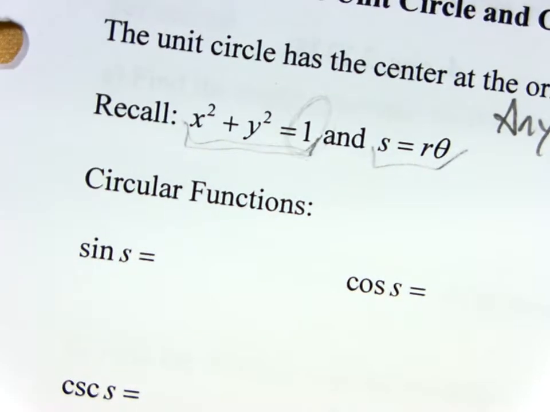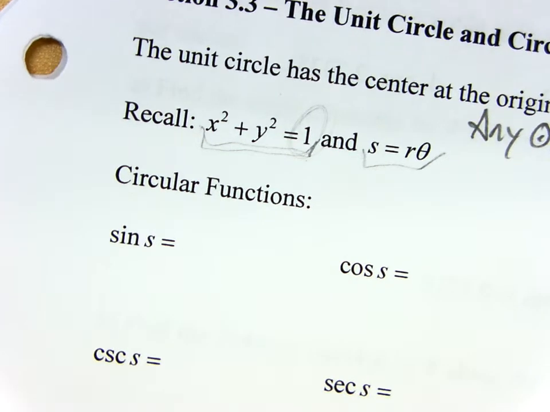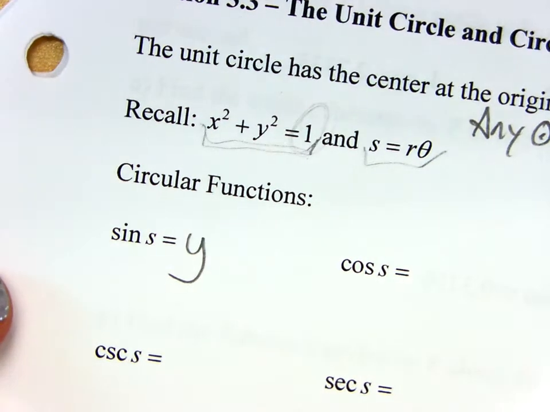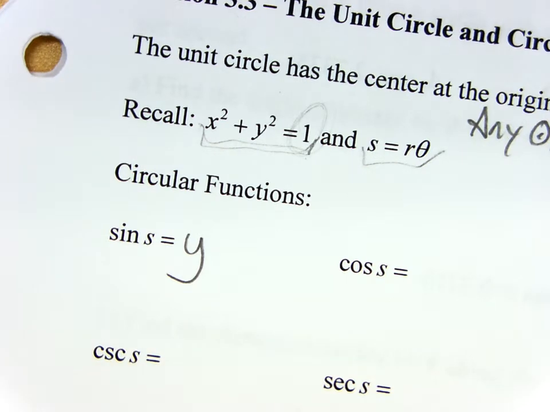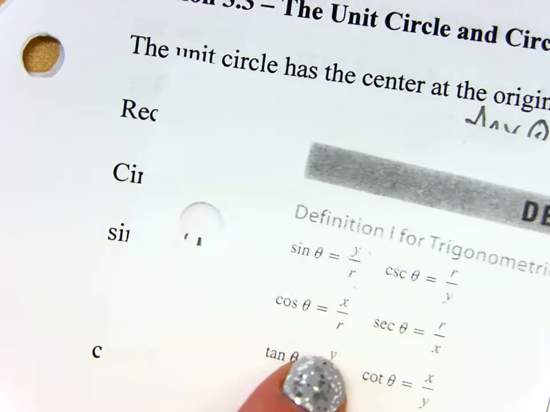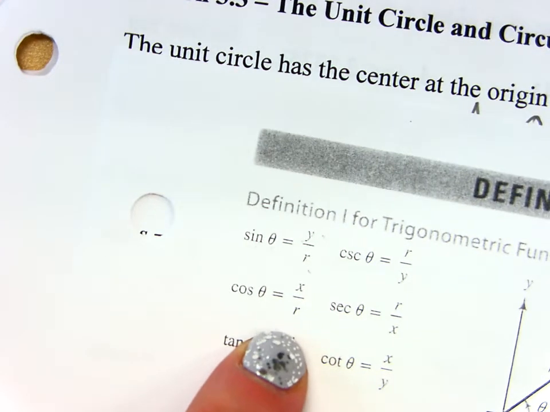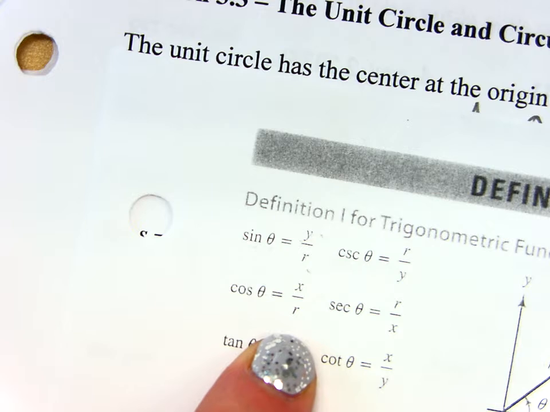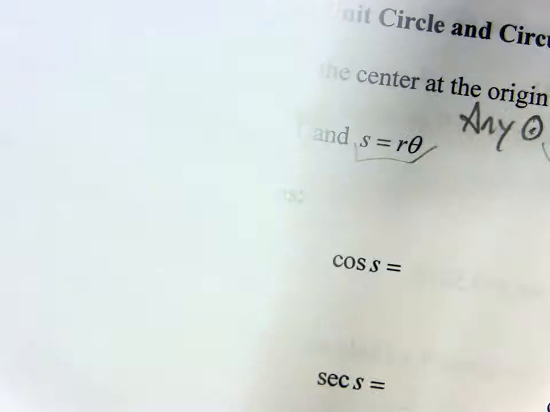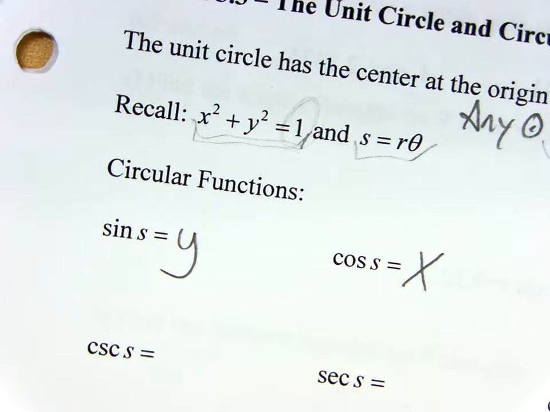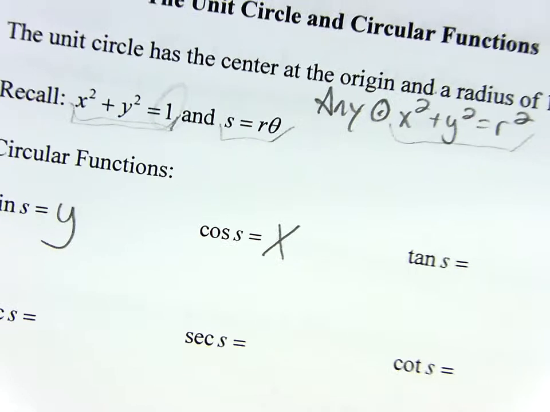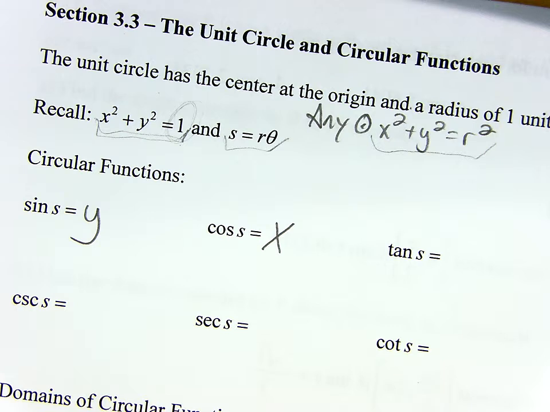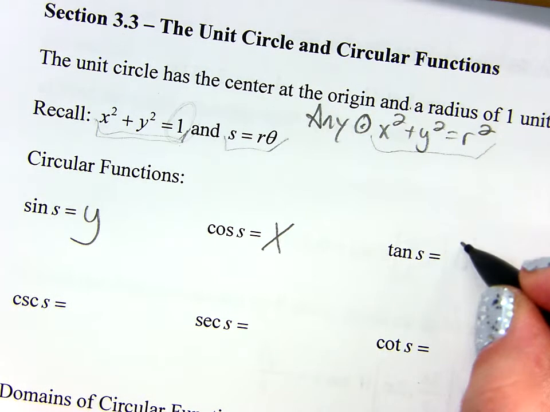So that's what you're going to see here with these circular functions. Instead of saying sine of s equals y over r, I can just say that it's equal to y in my unit circle. Cosine of s, I do the same thing. It was normally x over r on our reference sheet, but if r is just 1, cosine is just going to be equal to x. Tangent's a little bit different because that one didn't have r in it at all. So that one's just going to stay y over x.